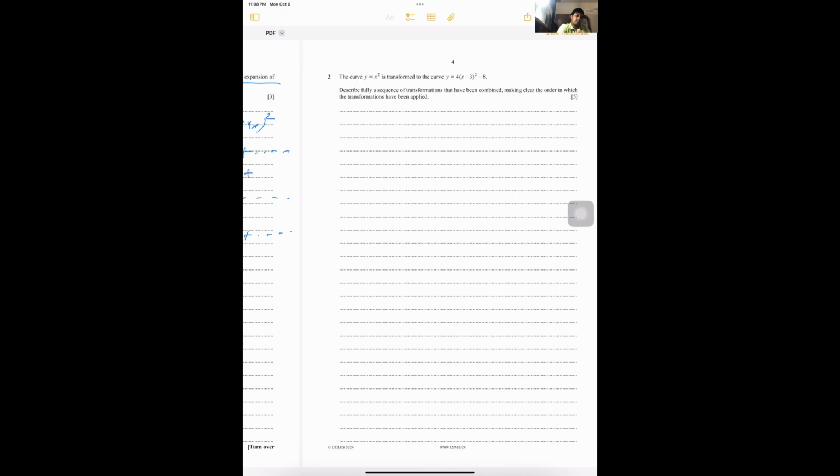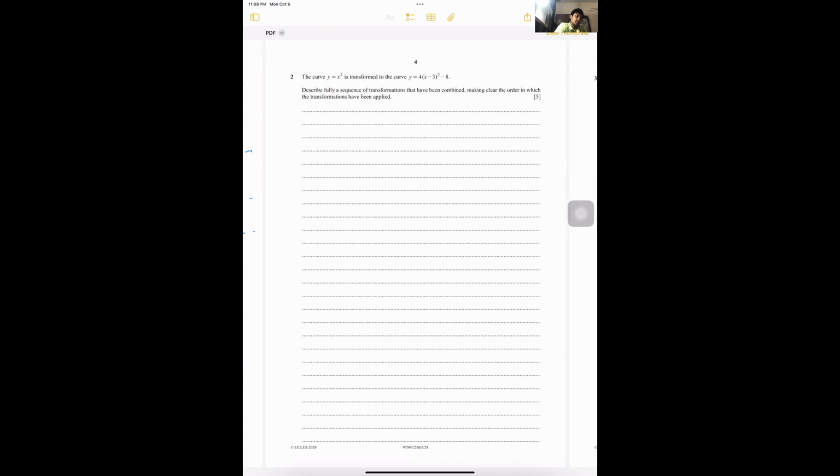So next question, I hope that was clear. The curve y equal to x squared is transformed to the curve this. So this has been transformed here, so I can see 2 translations and 1 stretch in the y direction. Describe fully a sequence of transformations that have been combined, making clear the order in which the transformations have been applied. So always try to start with stretch. I would suggest starting with stretch first.